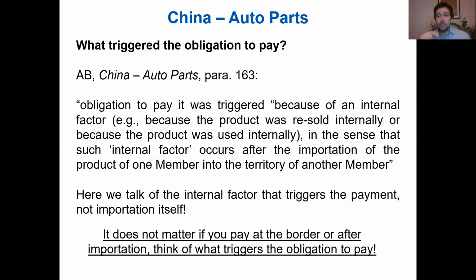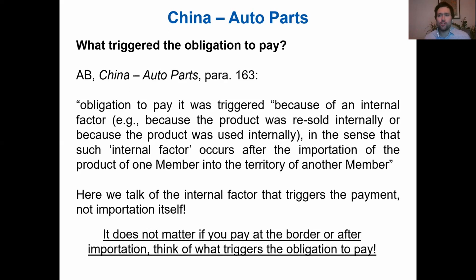The foreign product is not permitted to enter the territory before it pays, before the stamp is placed on, say, cigarettes or on wine or any other alcohol. So the excise tax will be charged on a foreign product at the border. But does it make it a border measure? No, because we need to understand what is the event triggering the payment of the excise tax.